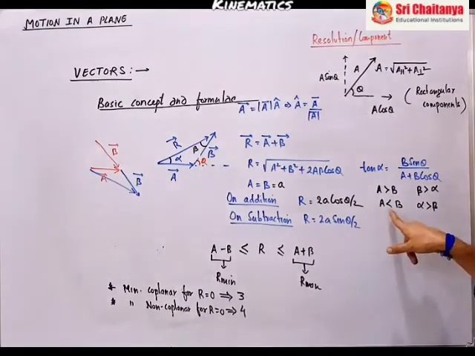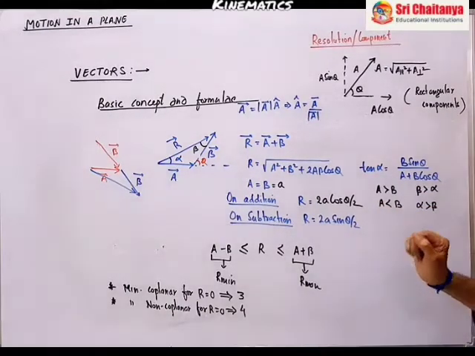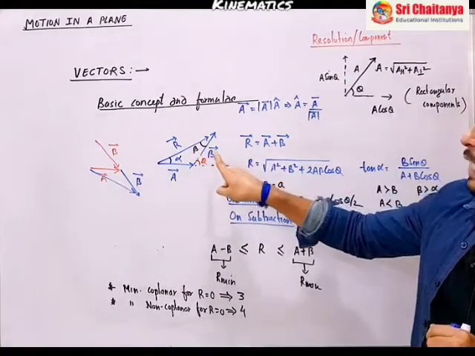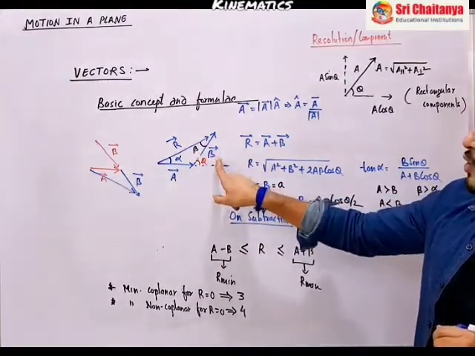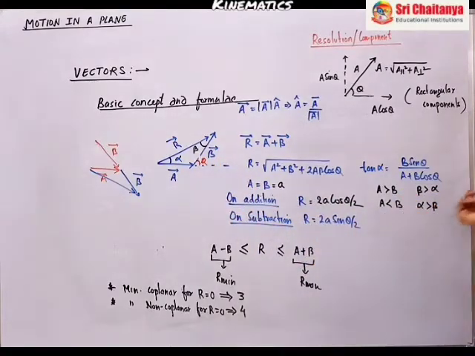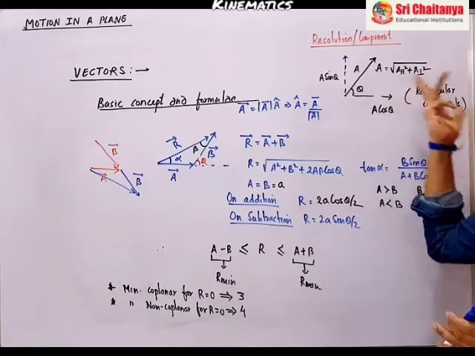Similarly, someone says B is more. So don't think that the angle beta with B will be more, no. The angle opposite to the larger side will be larger. The angle opposite to the B vector is alpha. If both are equal, alpha and beta will also be equal. Now, resolution of vector, the easy part.